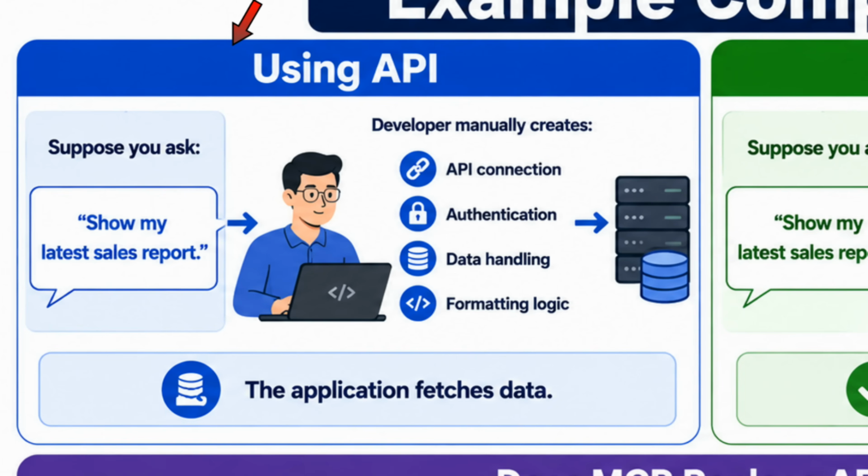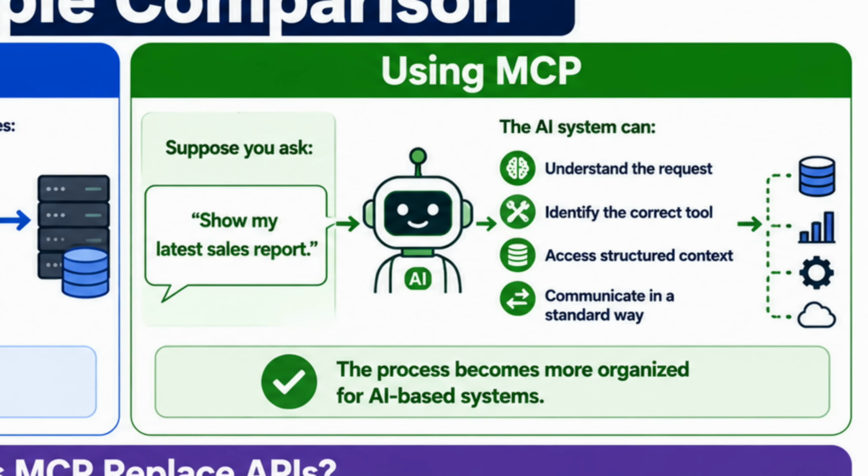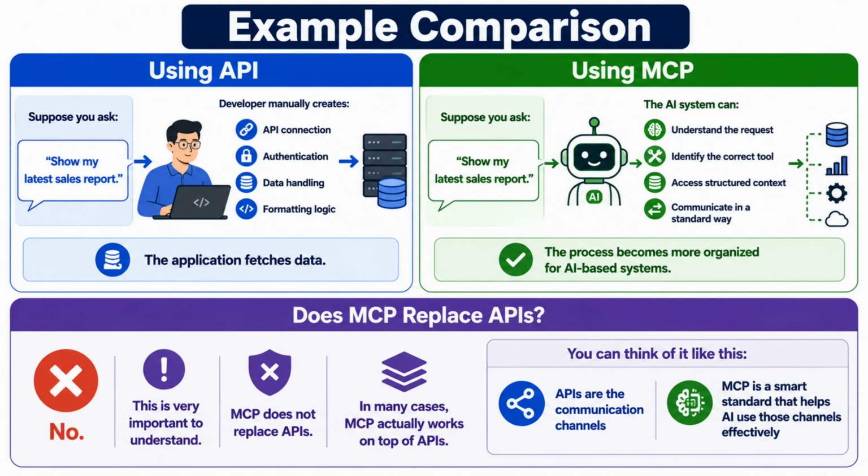Suppose you ask, show my latest sales report. Using an API, a developer manually creates API connection, authentication, data handling, and formatting logic. Then the application fetches the data. Using MCP, the AI system can understand your request, identify the correct tool, access structured context, and communicate in a standard way. The process becomes more organized for AI-based systems.